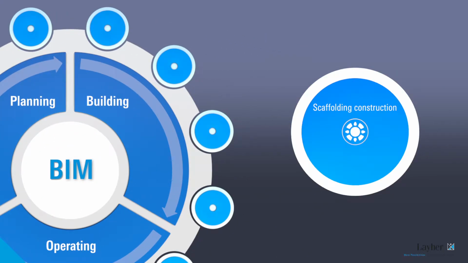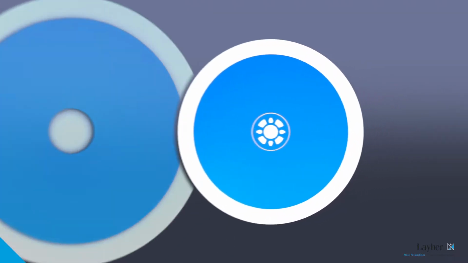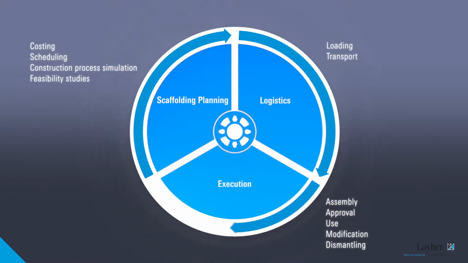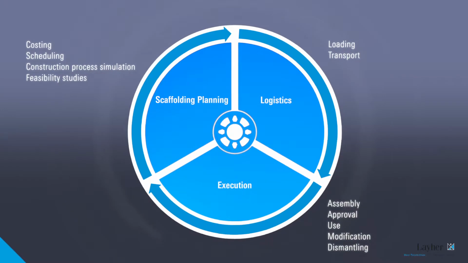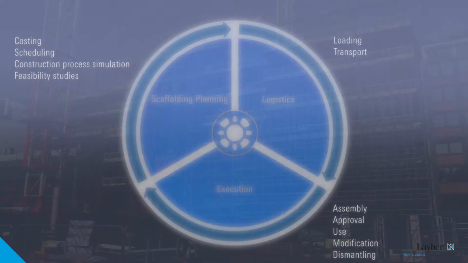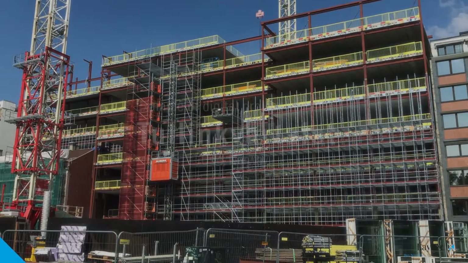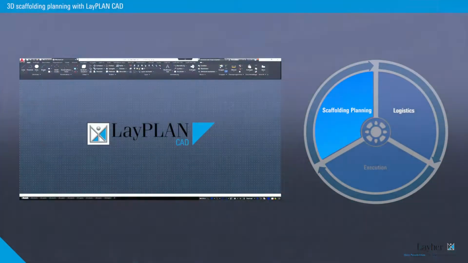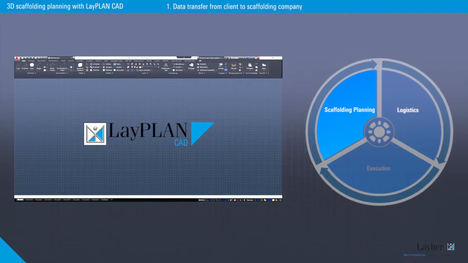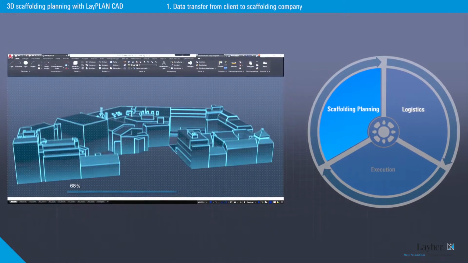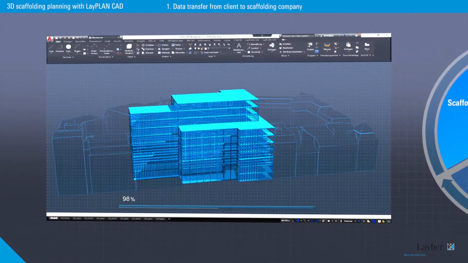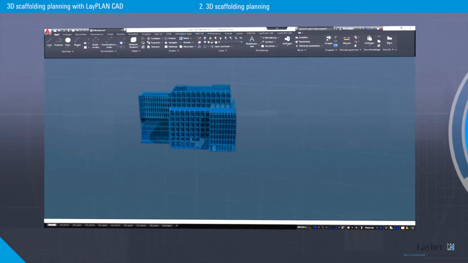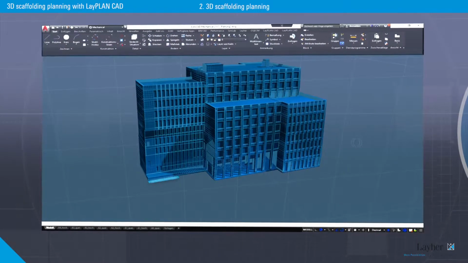For scaffolding construction, which is an important part of the overall process, this is relevant for the quotation phase and for the implementation phase. The digital model of the structure which is to receive scaffolding acts as the basis for planning and is imported into LifePlan CAD. This is followed by scaffolding planning in a three-dimensional space.